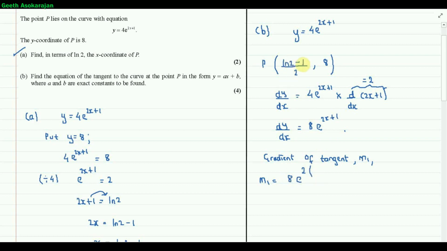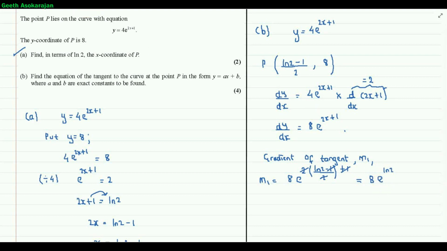Now the x coordinate is ln2 minus 1, so (ln2 minus 1) all divided by 2, plus the 1, let's not forget that, and we can therefore cancel these two 2's. If I continue along the line, we have 8 e to the power ln2 minus 1 plus 1. The minus 1 plus 1 can certainly cancel, to give us 8e to the ln2, so that's the term that remains.